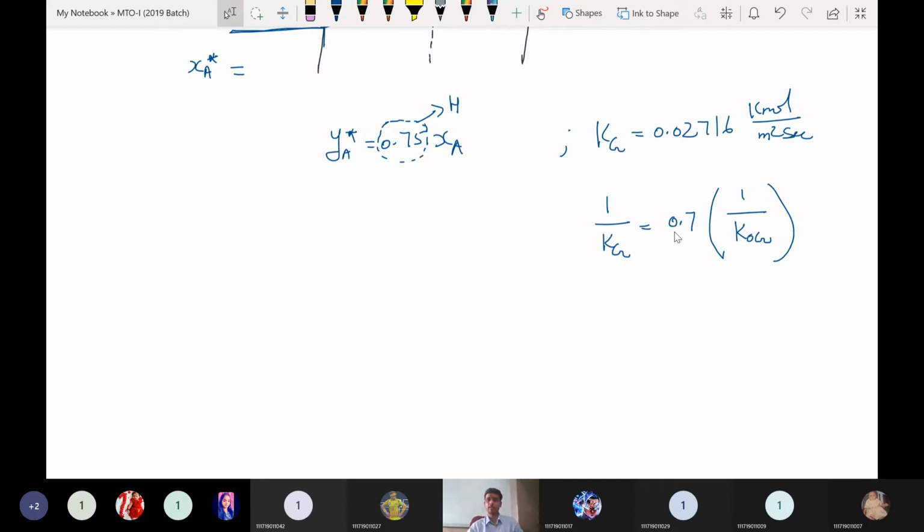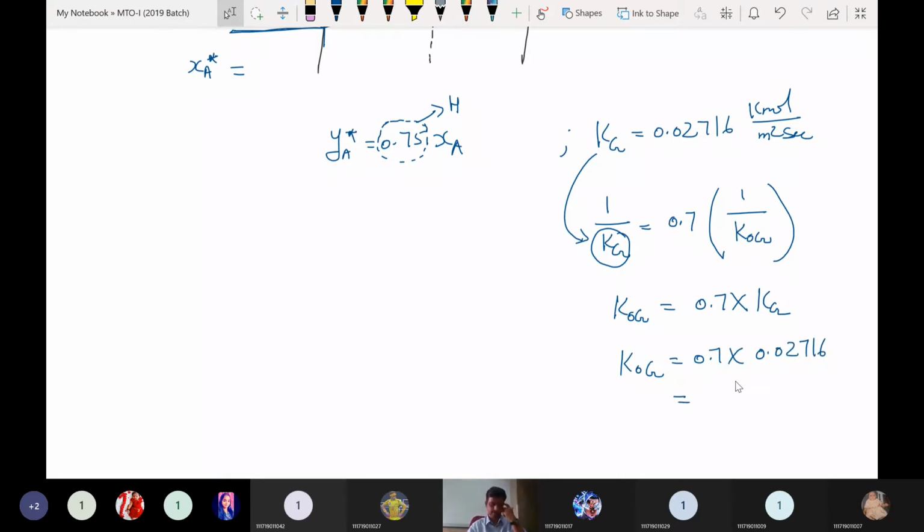So 1 by Kog, we already have this value, and we can substitute from this one. We can find out the Kog value. Kog is equal to 0.7 into Kg, so Kog is equal to 0.7 into 0.02716. This will also be in kilomole per meter square second.